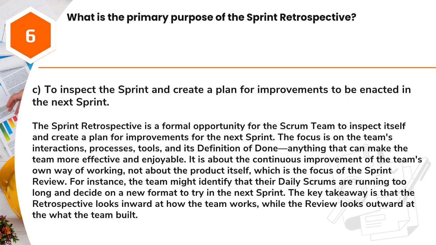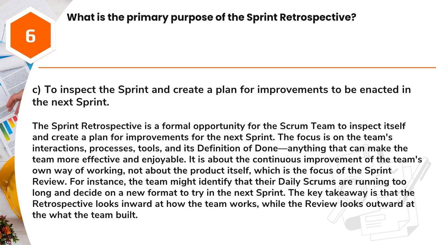The Sprint Retrospective is a formal opportunity for the Scrum team to inspect itself and create a plan for improvements for the next sprint. The focus is on the team's interactions, processes, tools, and its definition of done, anything that can make the team more effective and enjoyable. It is about the continuous improvement of the team's own way of working, not about the product itself, which is the focus of the sprint review.